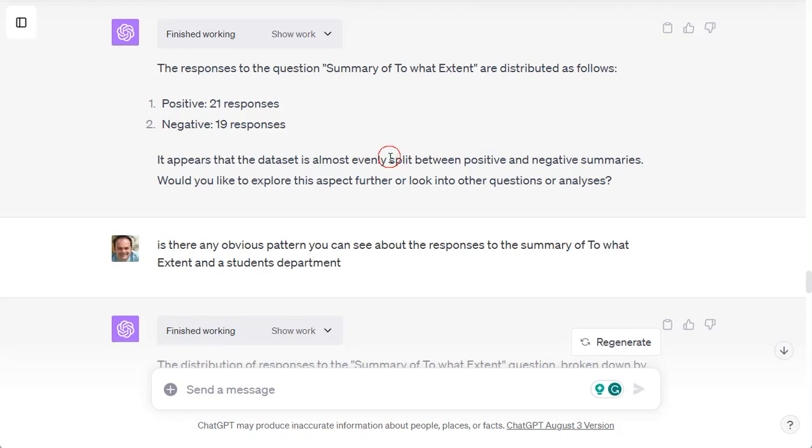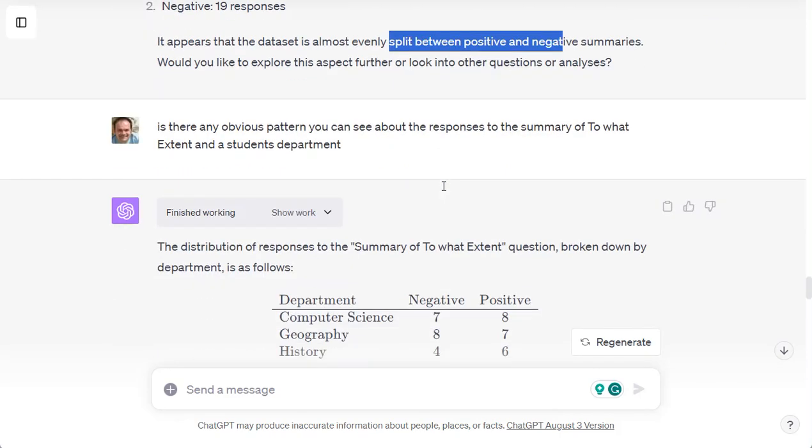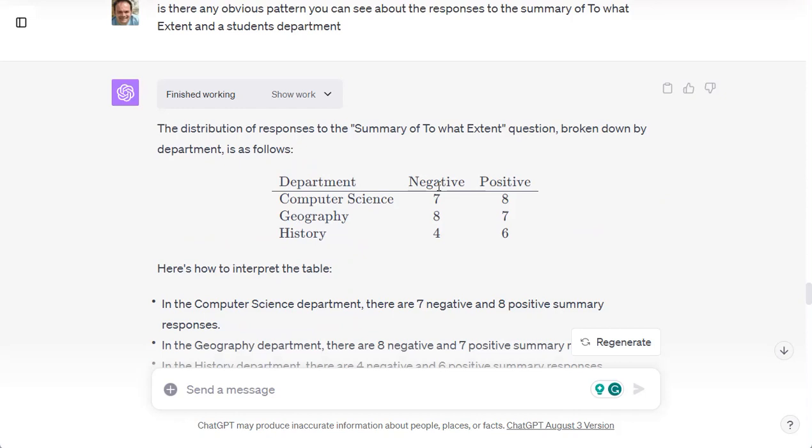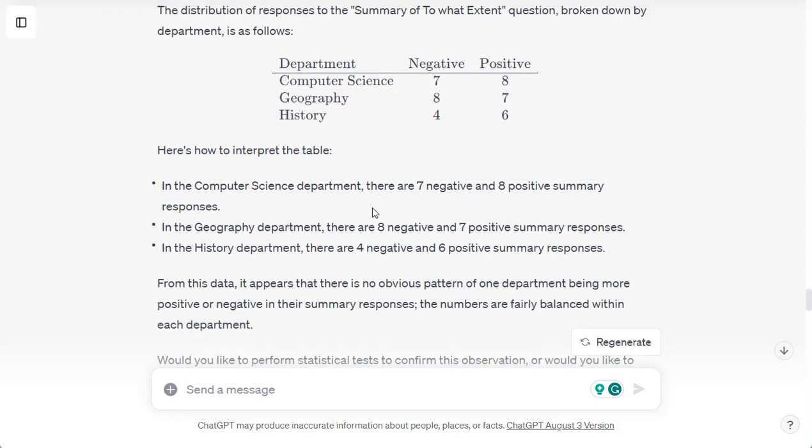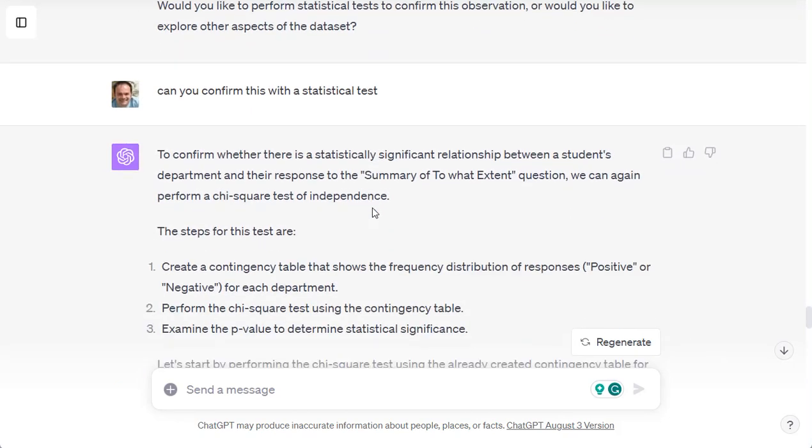It's saying it's split, so I'm going to explore it a little bit further. Is there any discernible pattern between computer science students or geographers or historians? And again, not really, but again, it might be a really nice visual to bring in as I start to form a data story together. I could potentially bring that in.